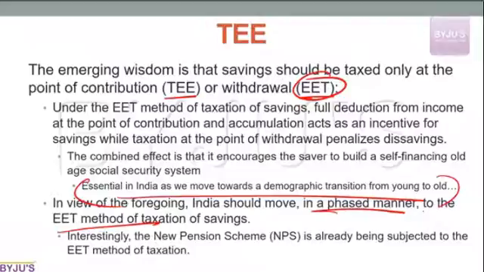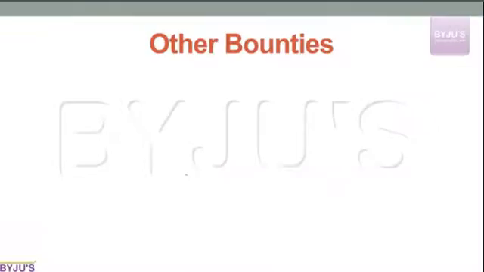Now this is also essential in India because we want people to save more. The government will not be able to help the poor people as we transition into becoming a more older country. We are a young country now. Once we become an old country, the people have to be self-sufficient because the social net is not there. So if somehow we can build savings for the people, then they will be able to have self-financing instead of a social security system.